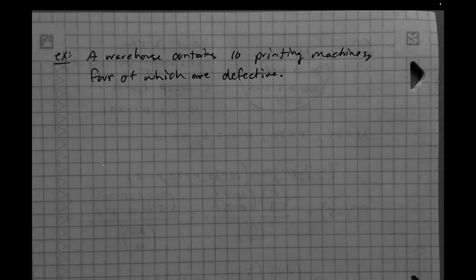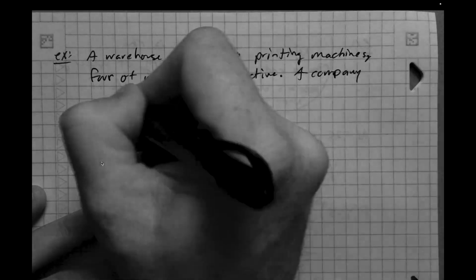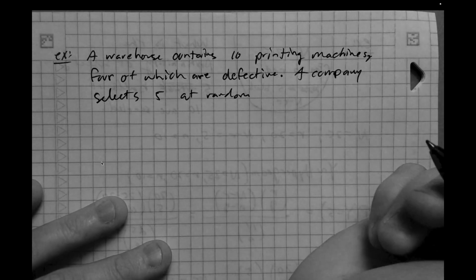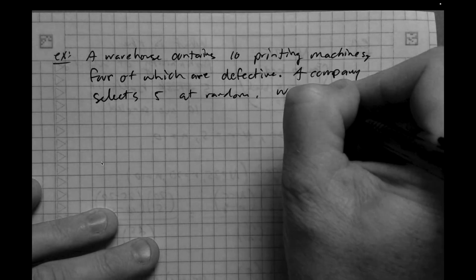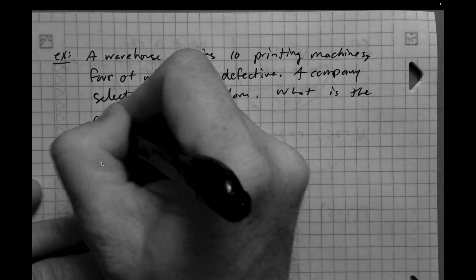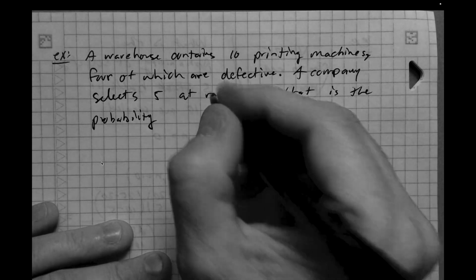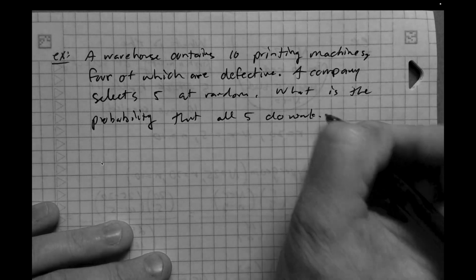So a company wants to buy some printing machines, some printers, and they select 5 of these at random. Presumably they're just in the garage, not plugged in. You say, well, I'll take these 5. Okay, so a company selects 5 at random. I guess they assume they all work. So then what's the probability that all 5 do work?